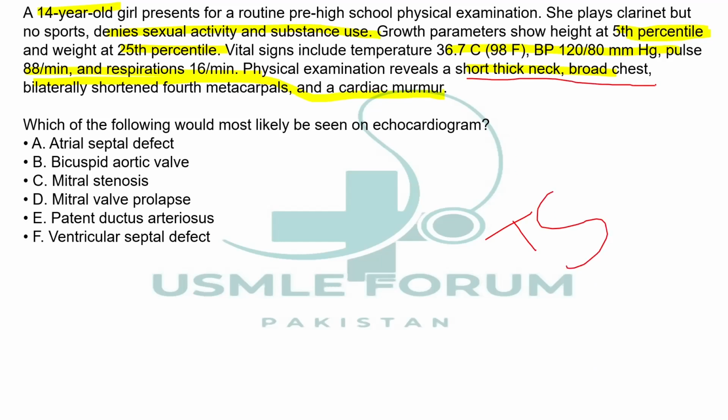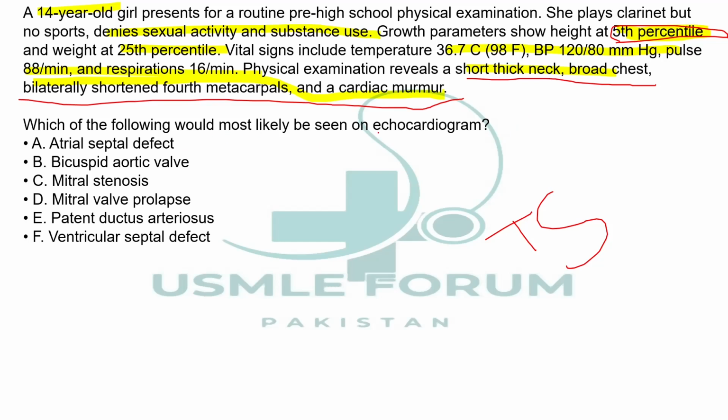These are important high-yield findings that you have to remember. There are multitudes of findings in Turner syndrome, but these are important: the short, thick, webbed neck, broad chest, widely spaced nipples, bilaterally shortened 4th metacarpals, cardiac murmur. These things you have to keep in mind. Coarctation of the aorta is another association that is high yield. Also, Turner syndrome patients are short in height.